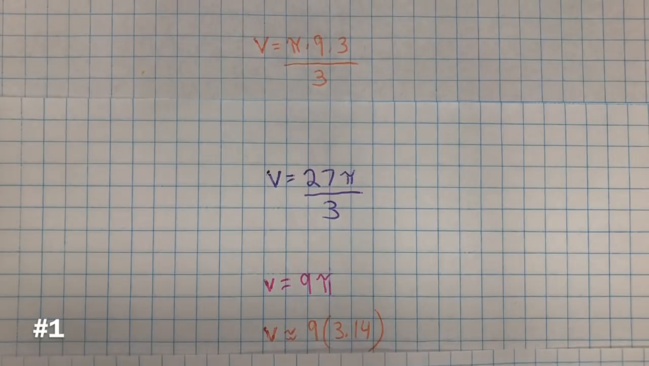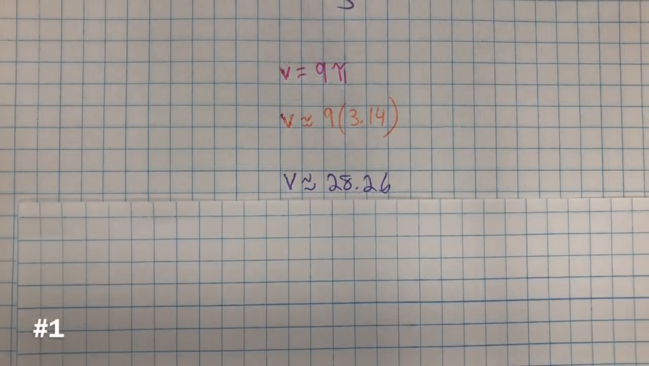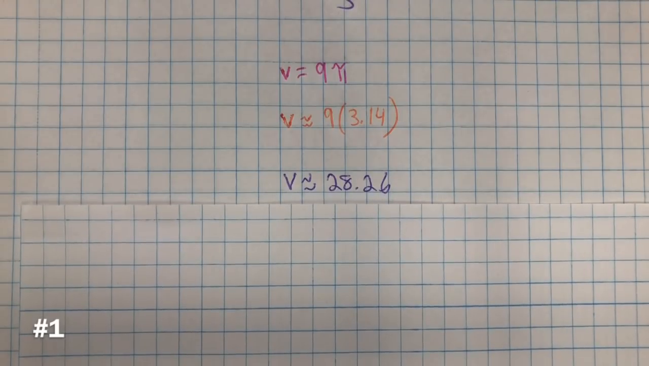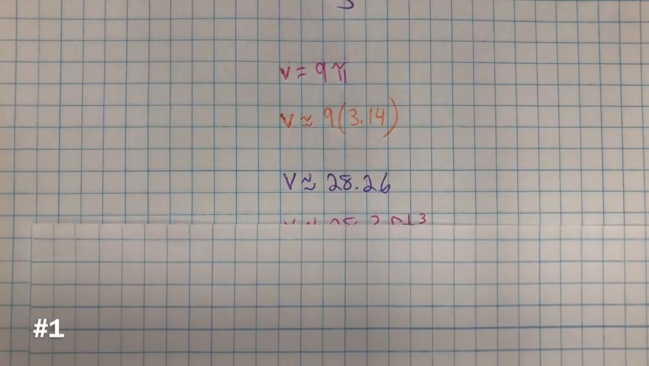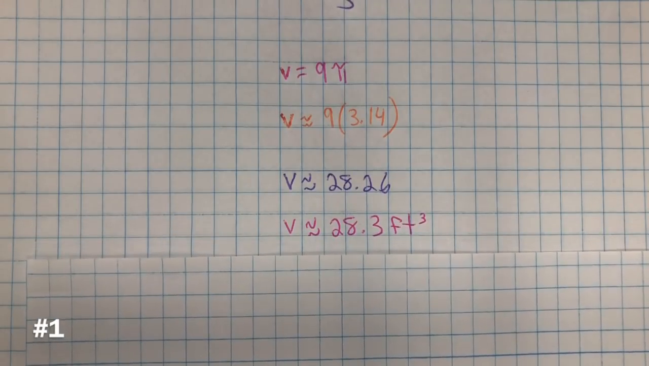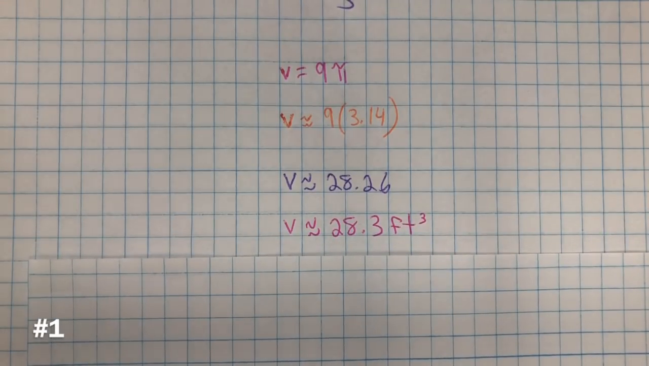Now I'm going to take the approximation of pi, which is 3.14. 9 multiplied by 3.14 is approximately 28 and 26 hundredths. And I'm going to round 26 hundredths to the nearest tenth, which is 28 and 3/10 cubic feet.